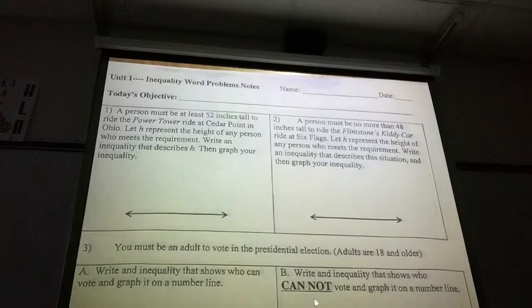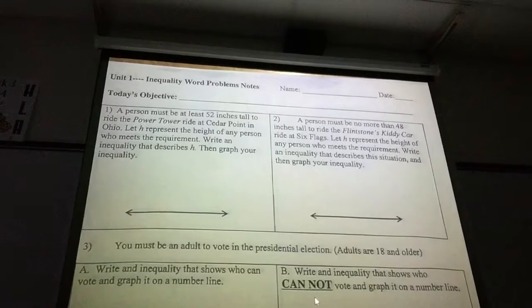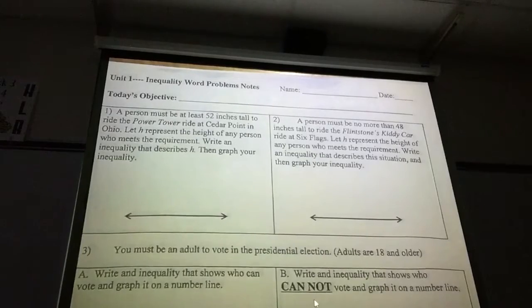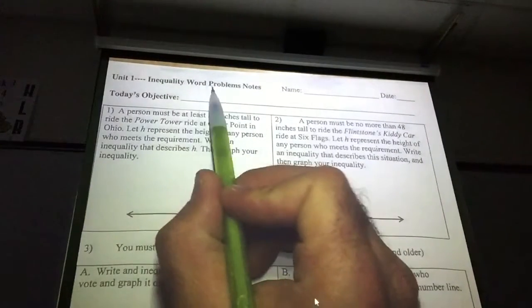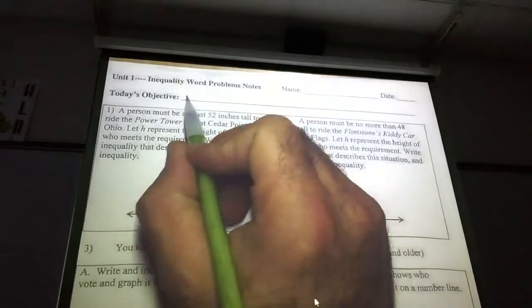Hey guys, welcome back. So we are going to come back to inequalities. Now, more specifically, we're going to be doing word problems with inequalities. So let's go ahead and write today's objective.